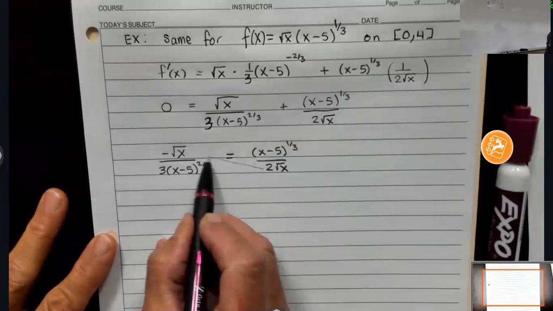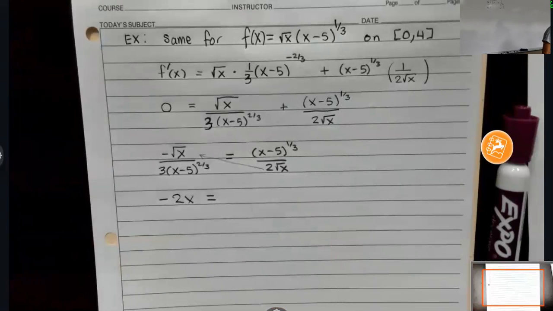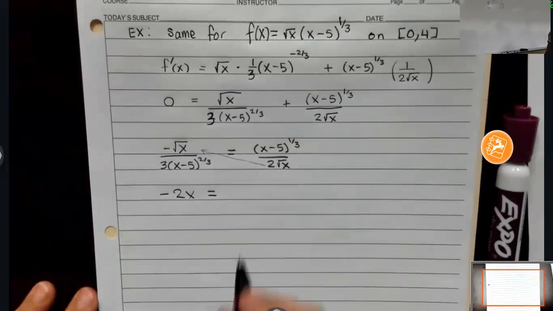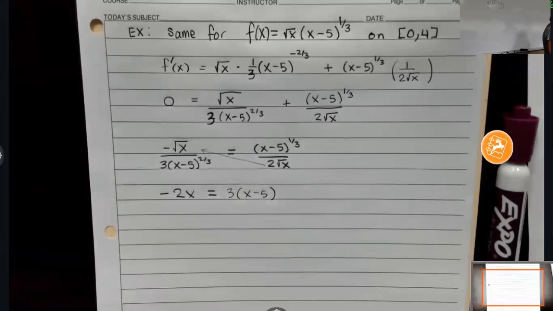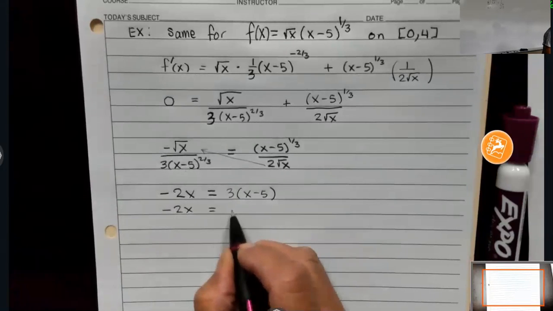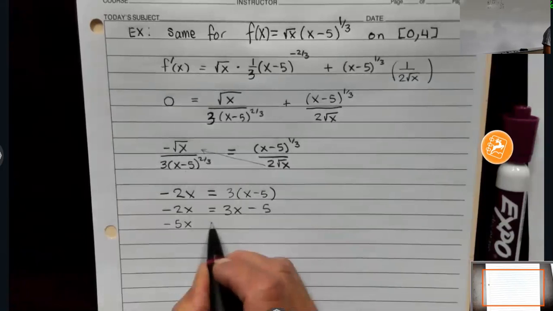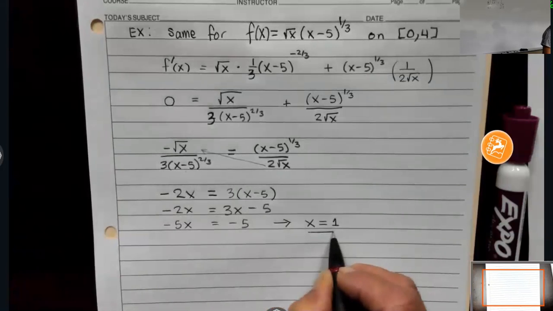And when I multiply this times this, I get negative 2x. And when I multiply this times this, I add exponents. The 2/3 power plus the 1/3 power is going to give me the x minus 5 to the first power. So on the right-hand side, I'm going to have 3 times x minus 5 to the first power. Multiply the right-hand side out. Put the x's together, so I have minus 5x is equal to minus 5. And when I divide by minus 5, I get x is equal to 1, is my only critical point.